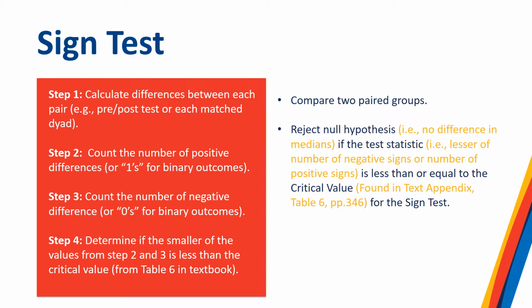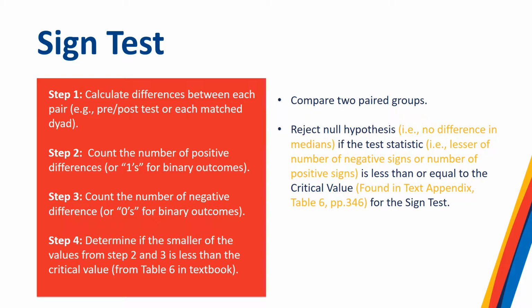And then you determine if the smaller of the values from steps 2 and 3 is less than the critical value, which again you can look up in a textbook or other tables. For this one, the textbook has a sign test table on page 346, and if the test statistic, which is the lesser of the negative or positive signs, so you're just counting up the signs, which I'll show you an example of in the next slide, is less than or equal to the critical value, then you reject the null hypothesis. So this is a fairly simple test.